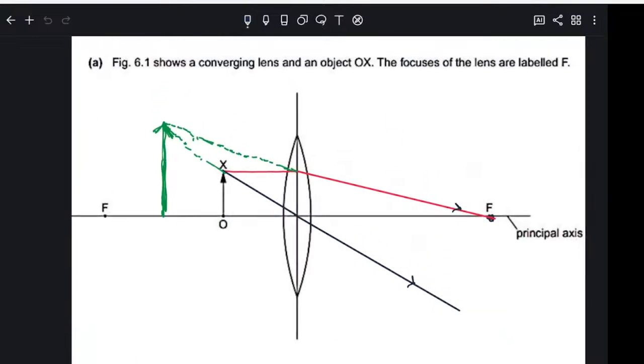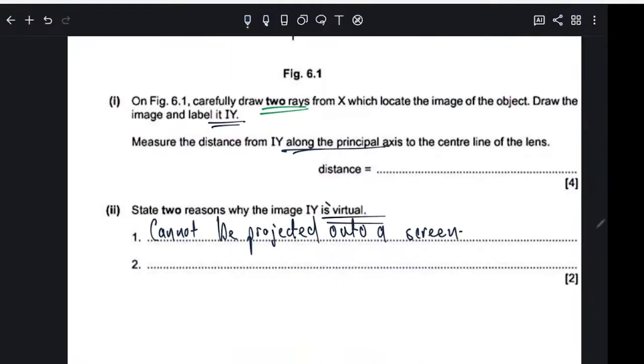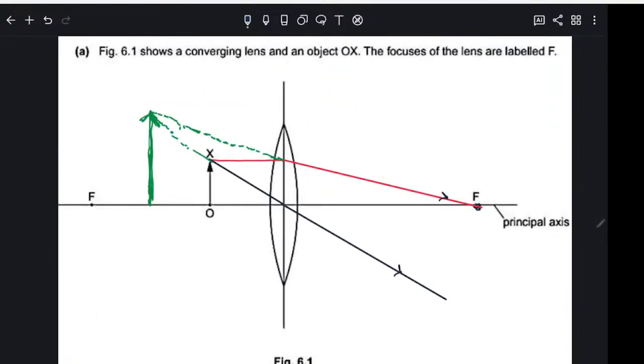So we draw, this is typical of a virtual image. State 2 reasons why it is virtual. Why is it virtual? It cannot be projected onto the screen. Why is it virtual? It is upright. We can say that, it's one of the properties of a virtual image. Why is it virtual? It is on the same side as the object. Why is it virtual? The object is less than one focal length away from the lens.